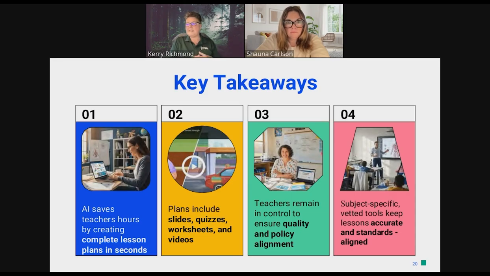And finally, the strongest AI tools are subject specific and built on vetted, credible resources. So you can trust that those lessons are going to be accurate and aligned to NGSS, state, and AP standards. You can't always trust that with ChatGPT unless you specifically tell it that. If you specifically tell it that, then it will do its best to align it for you. But if you have something that is housed within the platform, then that's a given that that's going to happen.